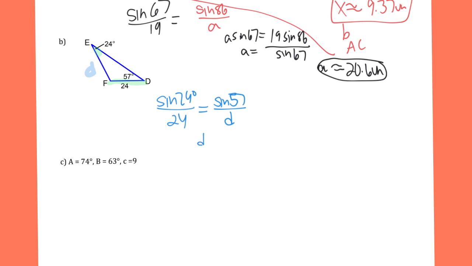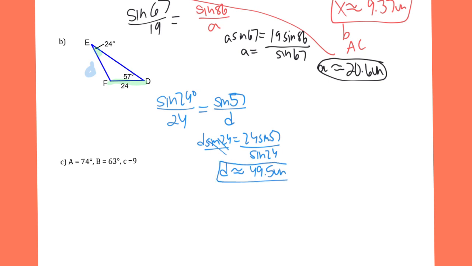So cross multiply, you get D sine of 24 is equal to 24 sine of 57. Divide both sides by sine of 24. If you find that quotient in your calculator, you're going to get the measure of side D is going to be approximately, let's see if I'm on the right track, 49.5 units.